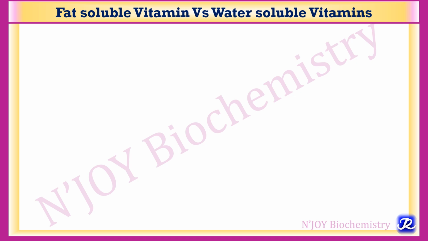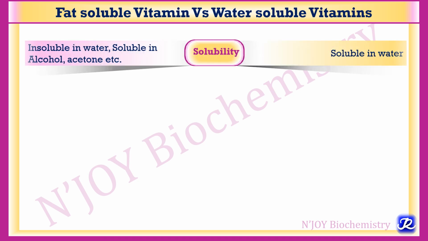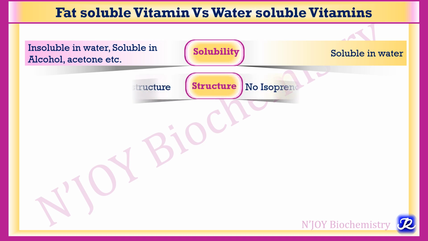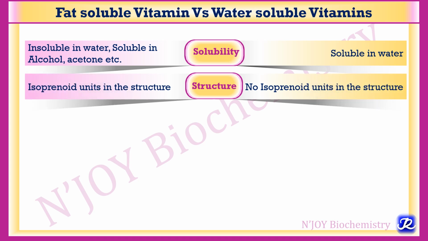Now let's see how these fat soluble vitamins and water soluble vitamins are differentiated based on the various properties. So first is solubility. The water soluble vitamins, as the name suggests, are soluble in water, while the fat soluble vitamins are not water soluble. So they are insoluble in water but soluble in alcohol, acetone, etc. Second, structure. So the fat soluble vitamins mostly have isoprenoid units in their structure, and the water soluble vitamins don't have isoprenoid units in the structure.